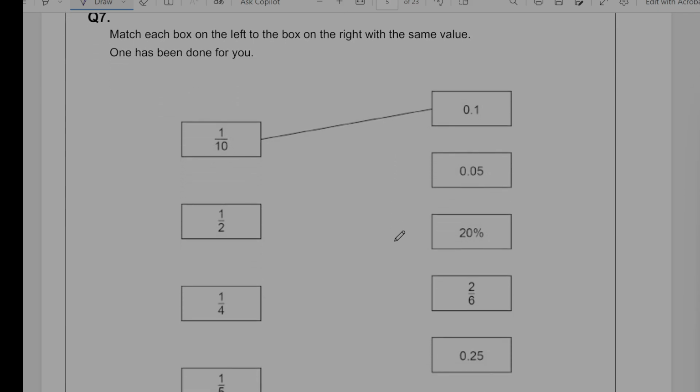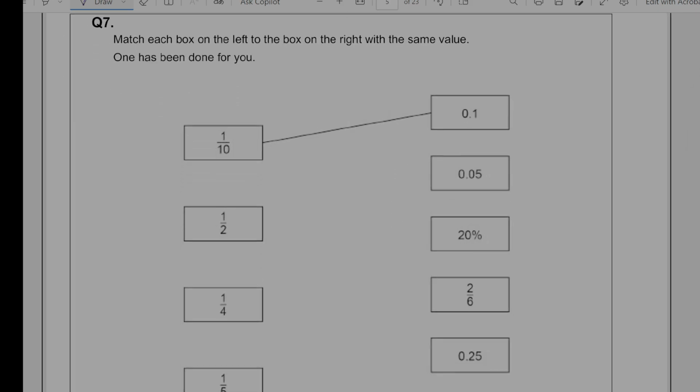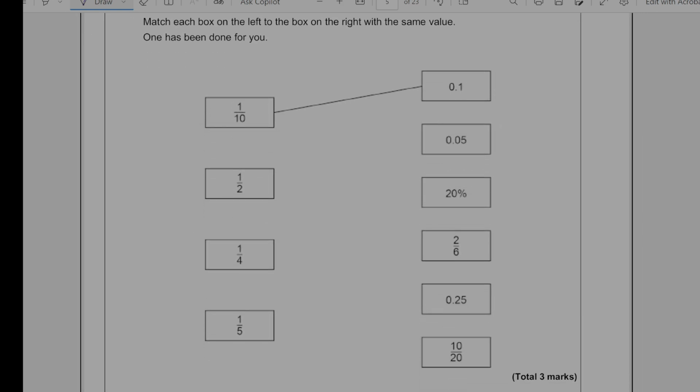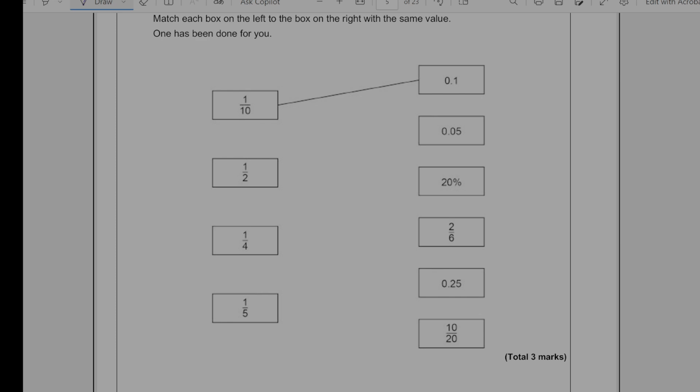Right, question 7. Match each box on the left to a box on the right of the same value. The first one has been done for you. So I like to pick out the ones that I'm confident with first of all. So I know that a half is going to be 0.5 or 50% or 10 out of 20. So that one's fairly straightforward. I know that a quarter is 0.25, so that one's got to match to that one. And then I know that a fifth is 0.2 or 20%, so that one's going to match to there.